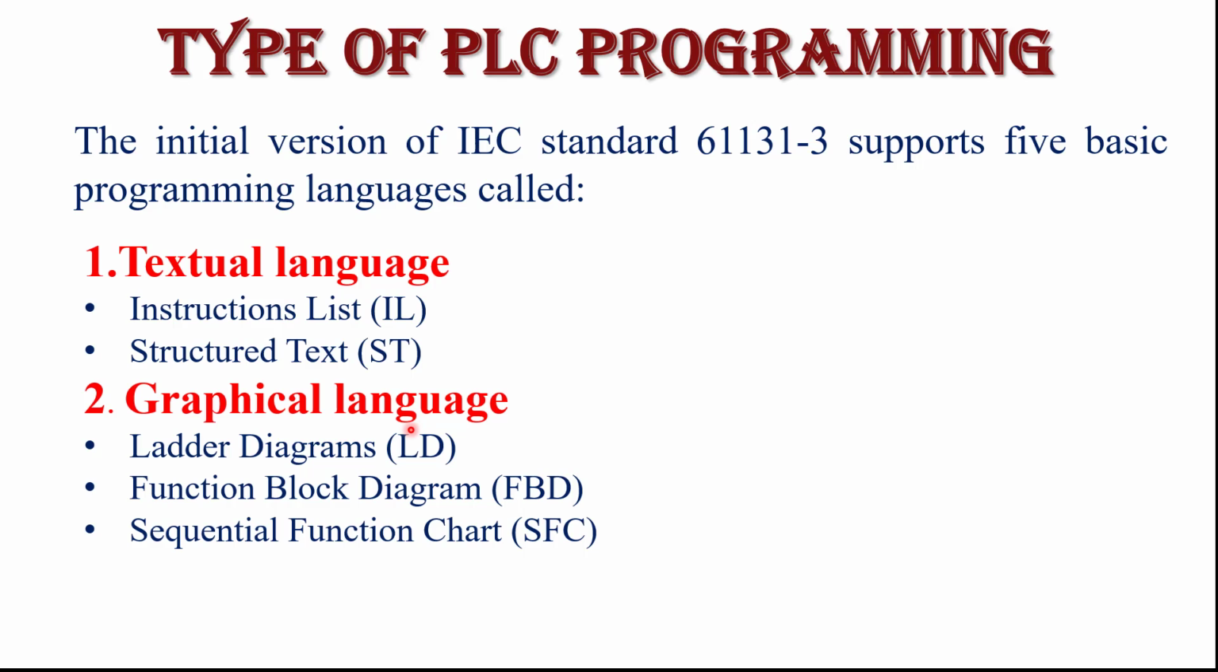Next is the graphical language. In graphical language, we give any instruction or any command in graphical form. There are basically 3 types of graphical language used in PLC. First is ladder logic diagram, next is functional block diagram, and third is sequential function chart. So basically there are 5 languages supported by the IEC standard 61131-3. What do you mean by IEC?